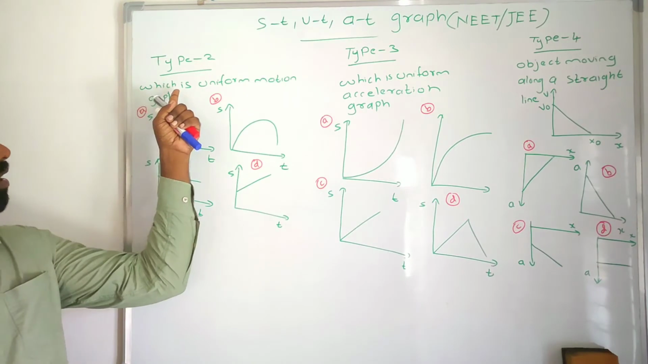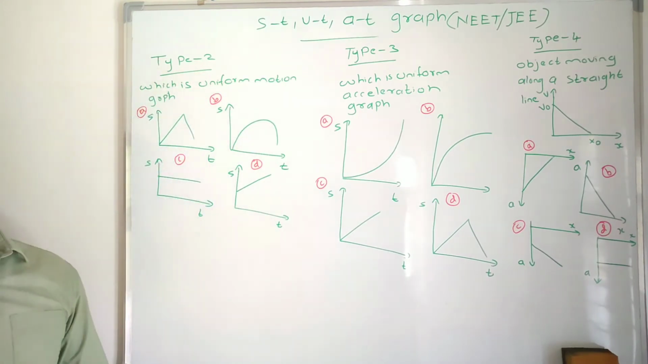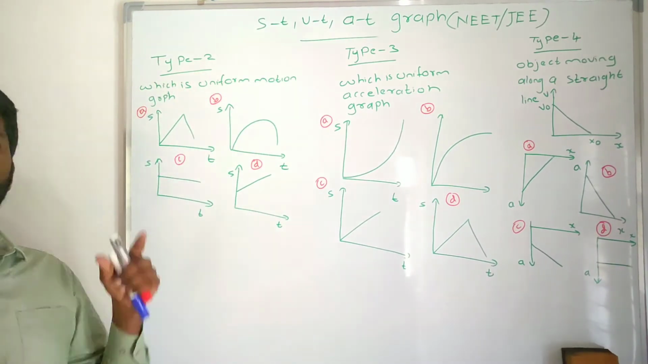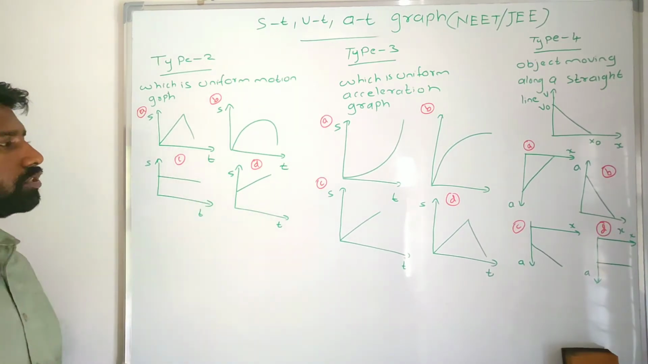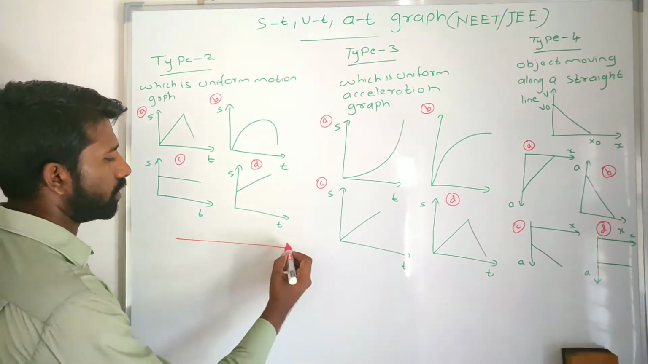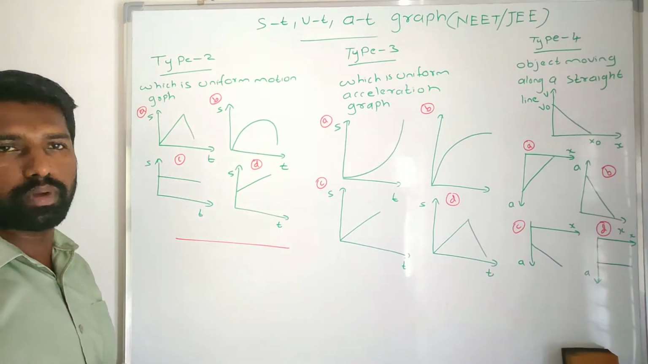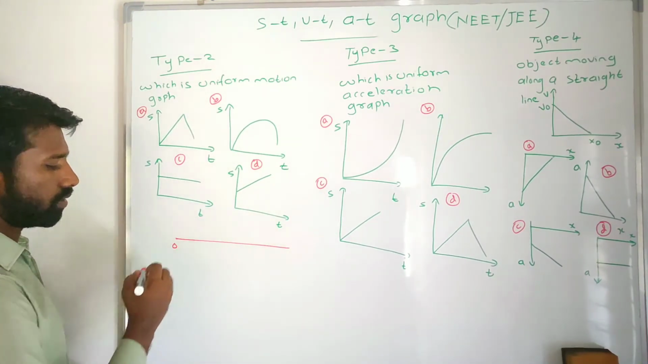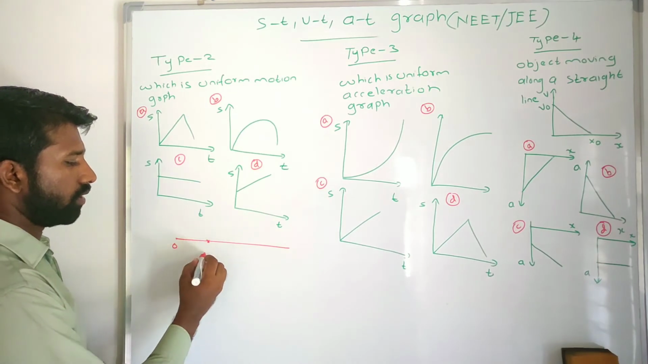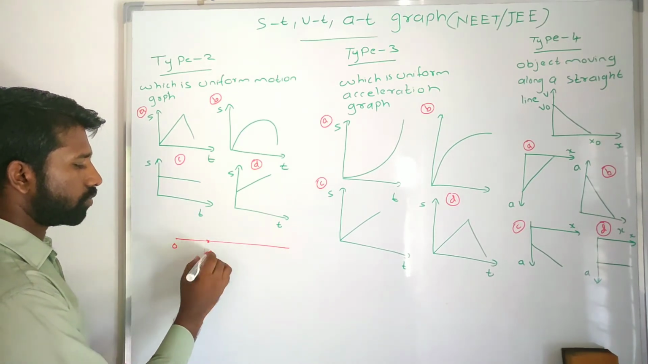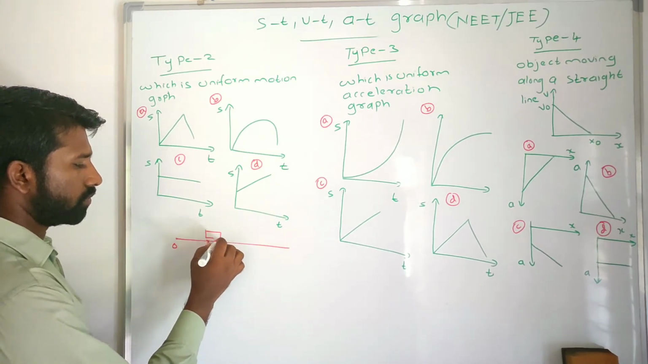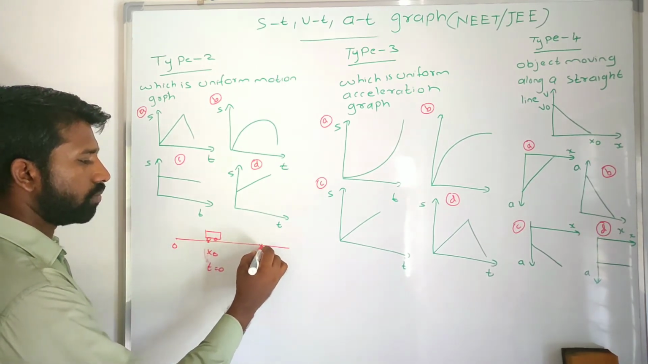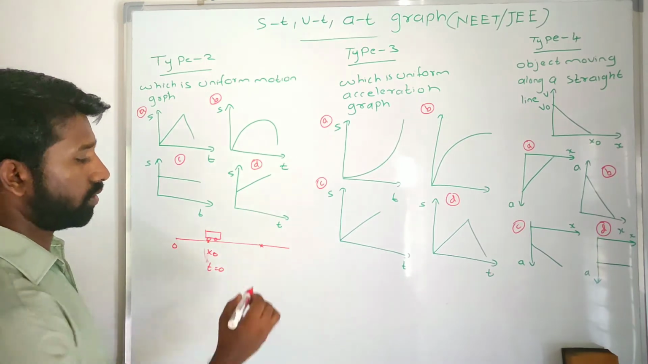Which is the uniform motion graph? There are 4 graphs given. Which is the uniform motion graph? If a body is moving in uniform motion, its velocity is constant. Consider a body moving in a straight line, where the initial position is x0 at t equal to 0. This body is moving in uniform motion.